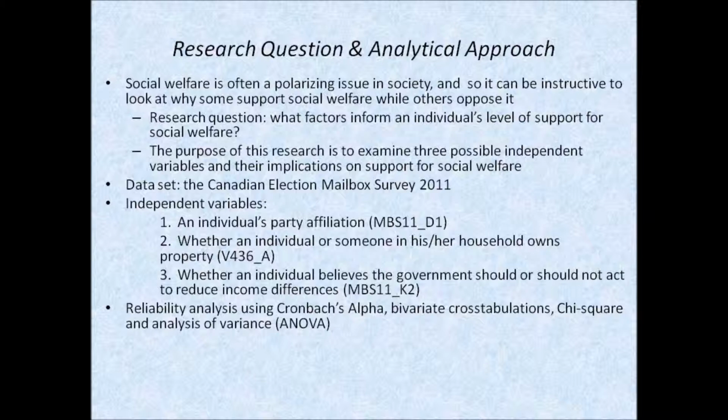These independent variables are an individual's party affiliation, whether an individual or someone in his or her household owns property, and finally, whether an individual believes the government should or should not act to reduce income differences. As you can see, the data set used is the Canadian Election Mailbox Survey of 2011. The reliability analysis used tools like Cronbach's Alpha, bivariate crosstabs, chi-square, and the analysis of variance, also known as ANOVA.